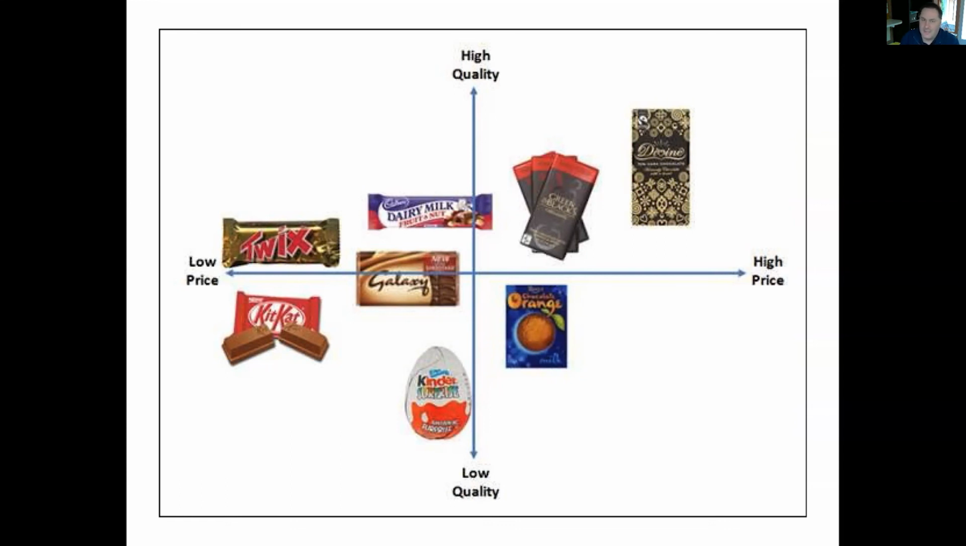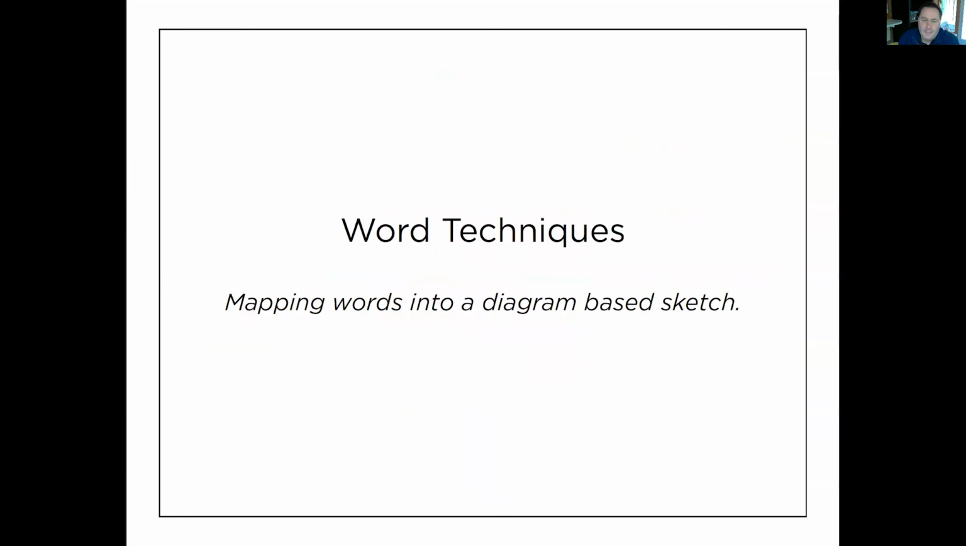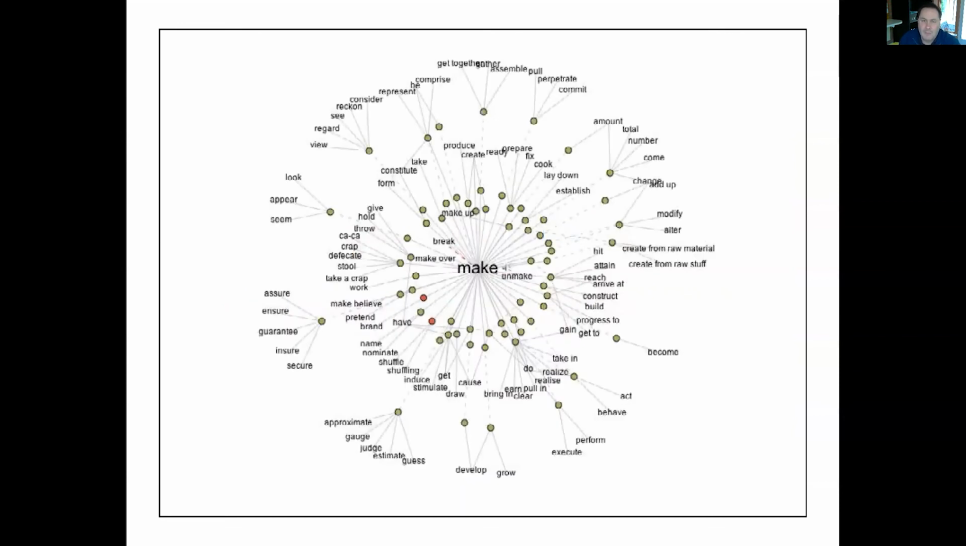Or you see a lot of chocolates out around the holiday time where they just push out as many as they possibly can, and they have it as a low quality but mid-range price. There are also word techniques, which are mapping words into a diagram-based sketch. You come up with a word, and those words split off to other words, and then those words split out to other ones to get a visual representation of some of the research that you're dealing with. Maybe it's certain words that you're coming up with to determine a new tagline or something like that.